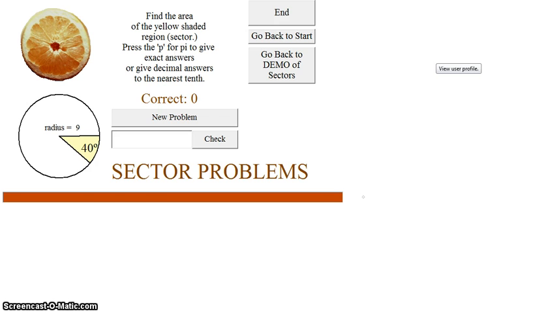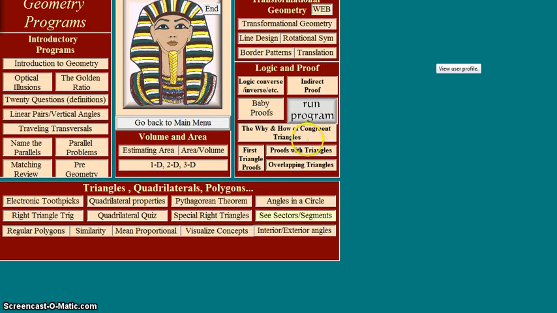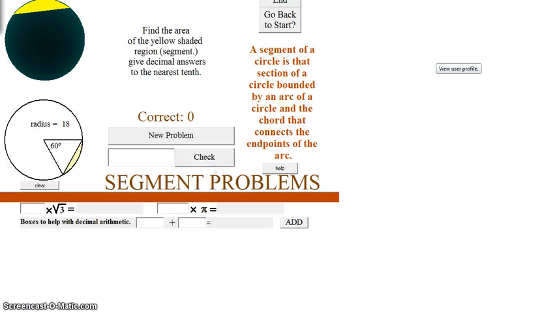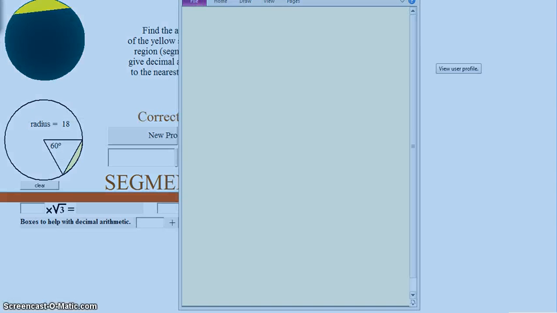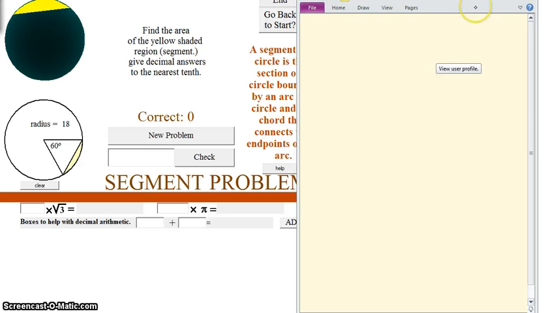I want a segment problem. So let's get out of here. Go to sectors and segments and ask for a segment problem. It would be nice if it let me write on here, but I don't think it's going to do that. So let's find the space to write on. Let's see if I can minimize that. Okay. Here we go. So you're going to create the circle and you're going to start a menu.